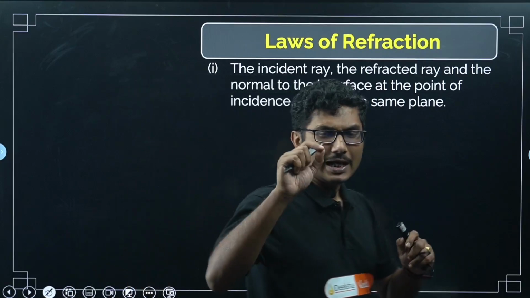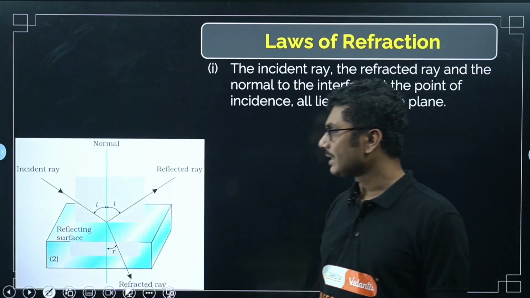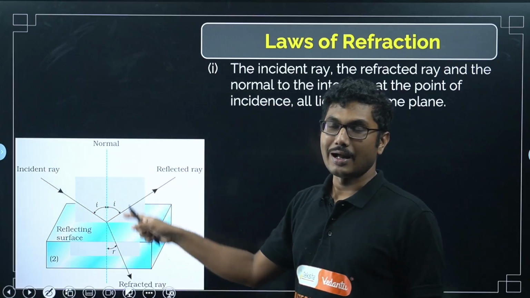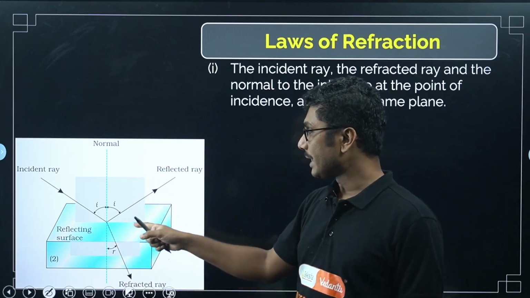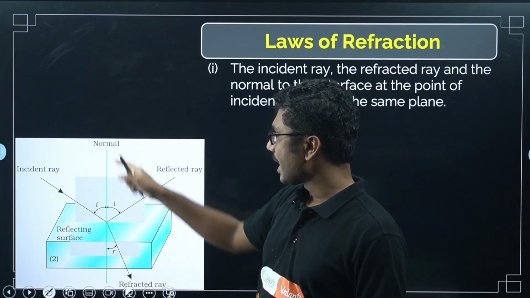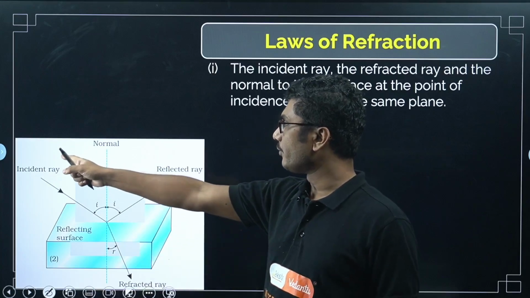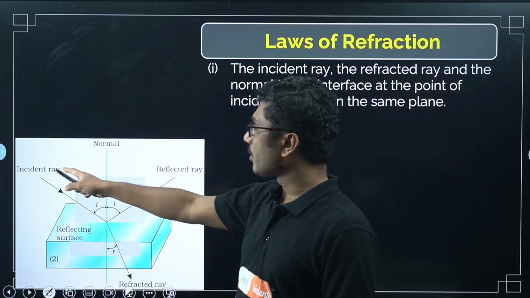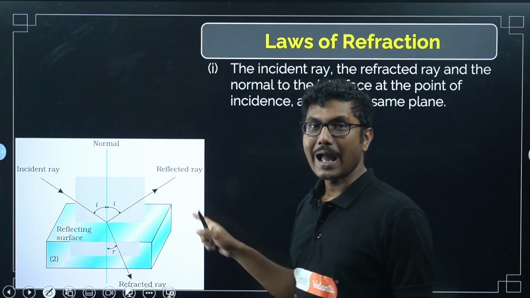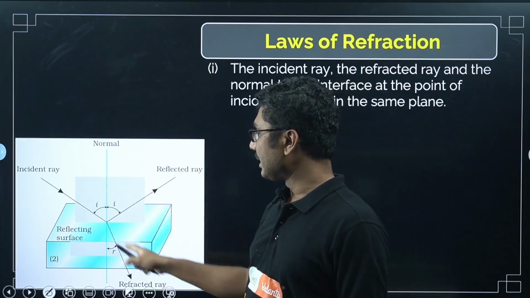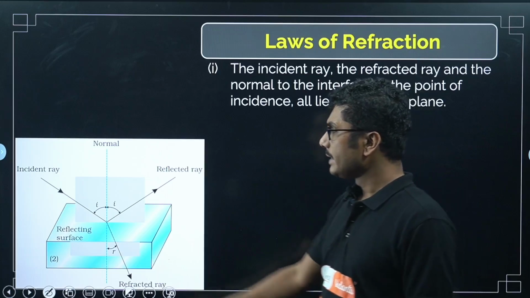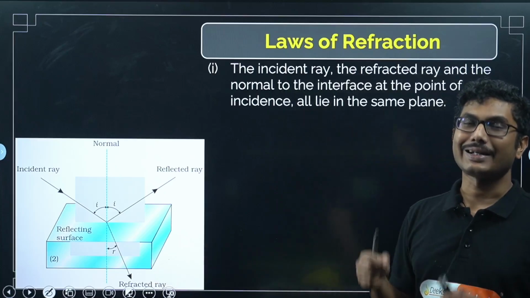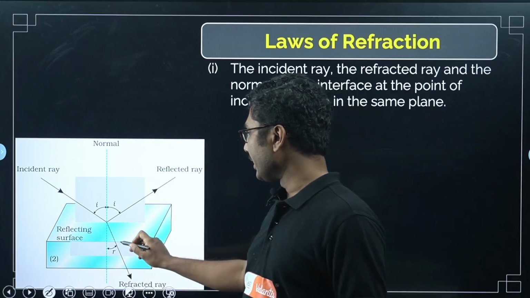So basically, let us first briefly understand what refraction is. Refraction is when a ray of light falls on the line separating two media. Suppose this is air and this is water, and light is trying to travel from air to water. What will happen in this case? Some part of the light will be reflected back and some part of the light will enter the second medium. The part of light that enters the second medium is called the refracted ray.